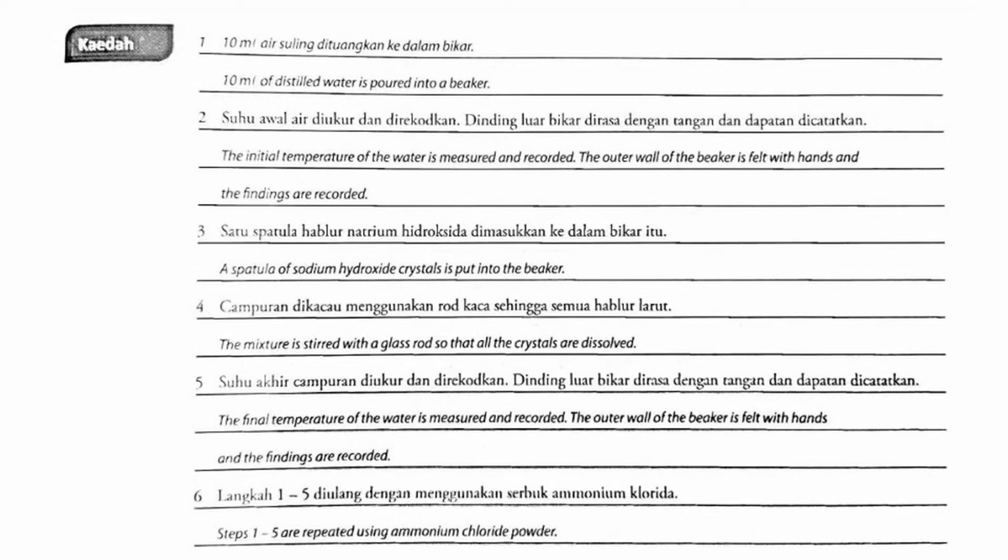A spatula of sodium hydroxide crystals is put into the beaker. The mixture is stirred with a glass rod so that all the crystals are dissolved. The final temperature of the water is measured and recorded. The outer wall of the beaker is felt with hands and the findings are recorded. Steps 1 to 5 are repeated using ammonium chloride powder.